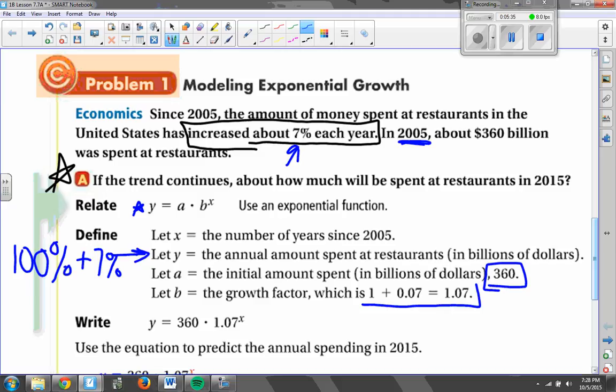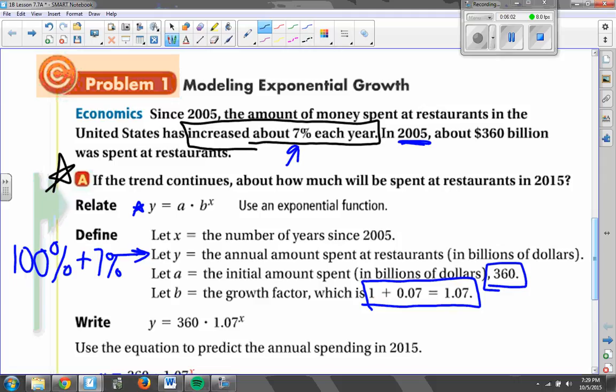So here is our growth factor. 1 plus 0.07, which equals 1.07. Okay, that's our B number, or our growth factor. How much are we growing by every year? Okay, so now that we know all of our pieces, 2 of them have numbers, and then we have our x and our y as usual.